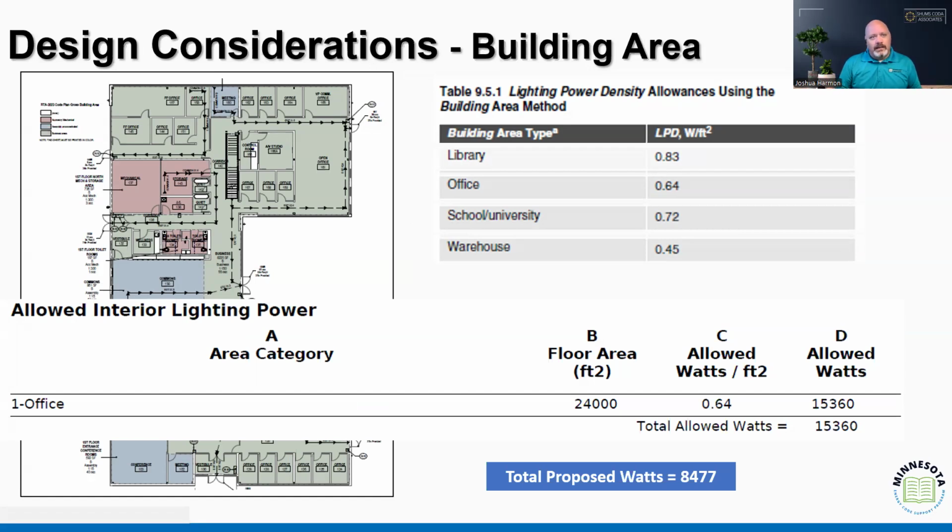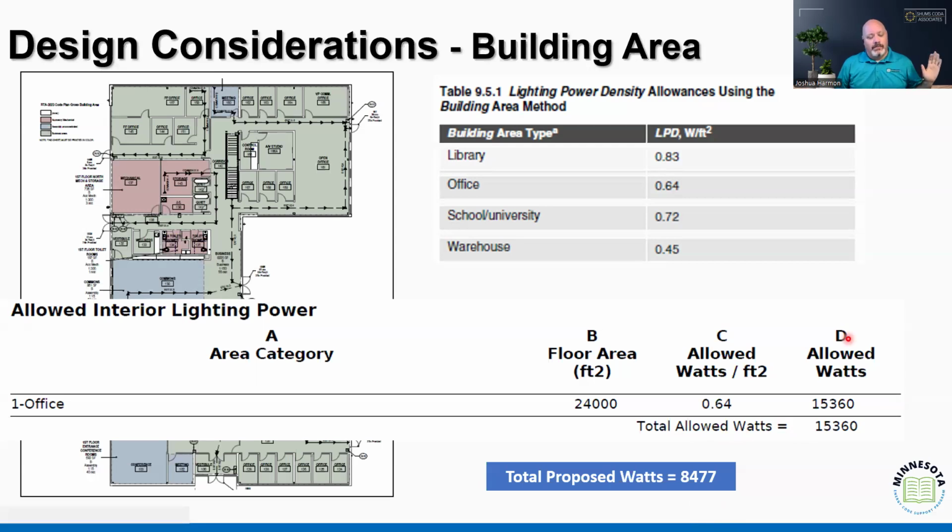Well, if you're doubling the number of fixtures, that really affects whether or not you're going to be compliant with your wattage calculation, right? If we were to almost double, if we doubled the number of fixtures, we'd be at 16,900, right? That would exceed the allowable wattage.